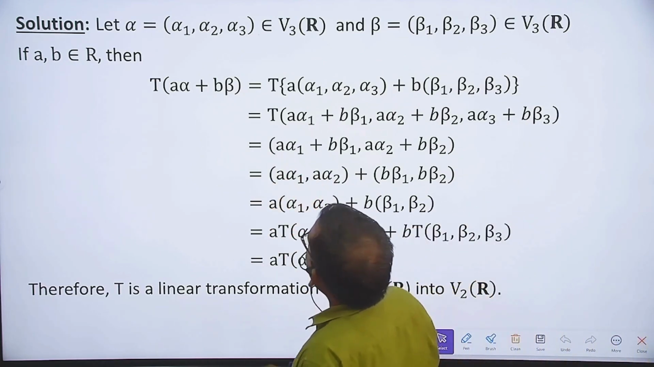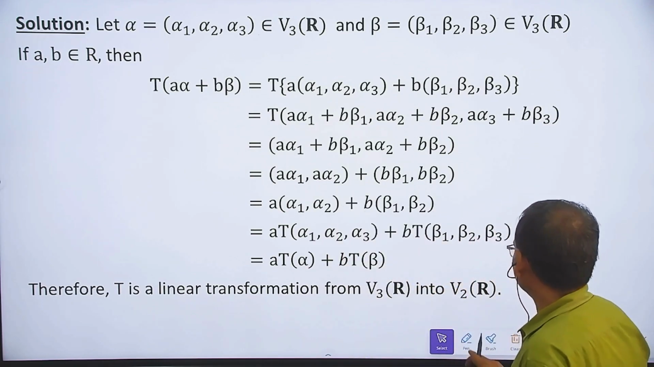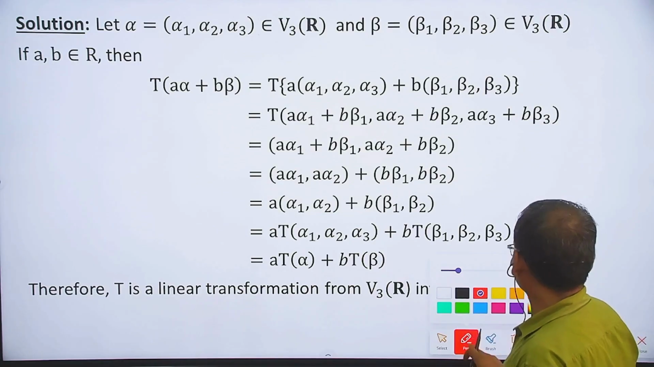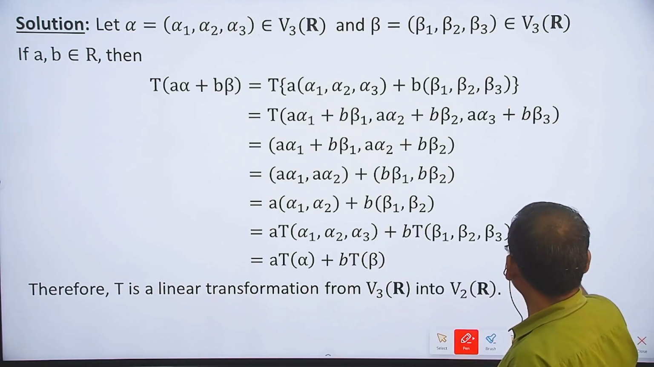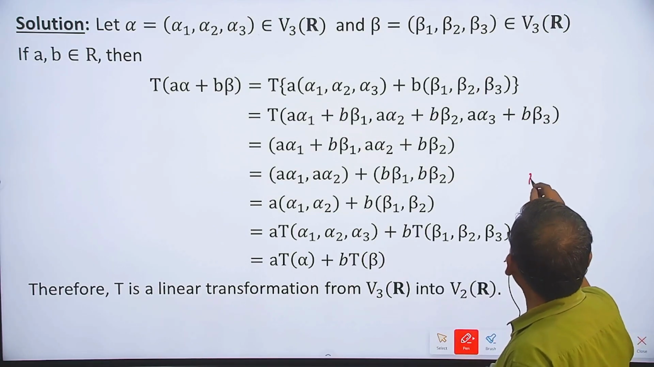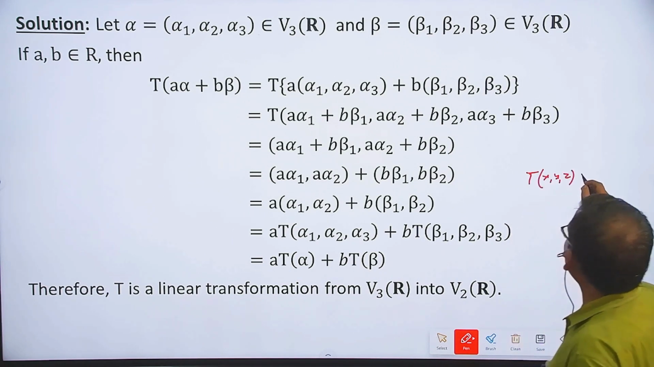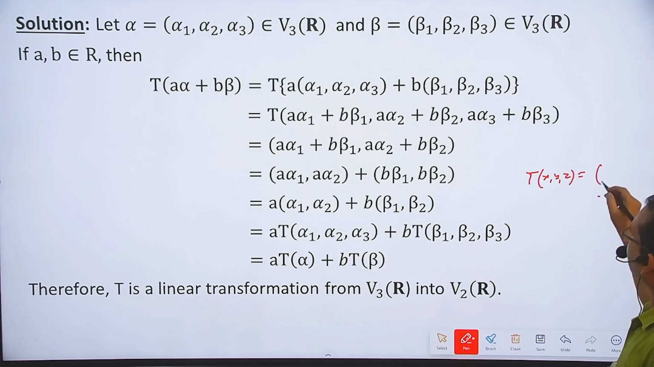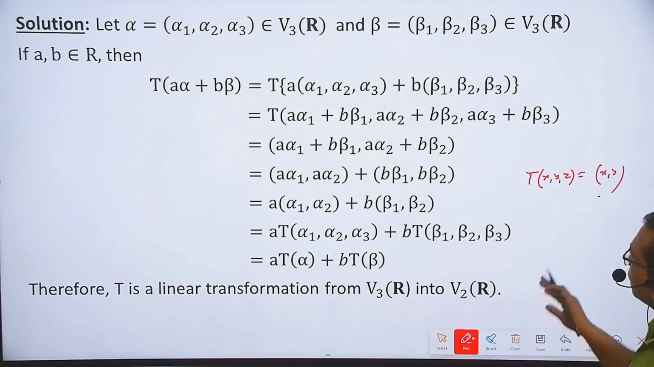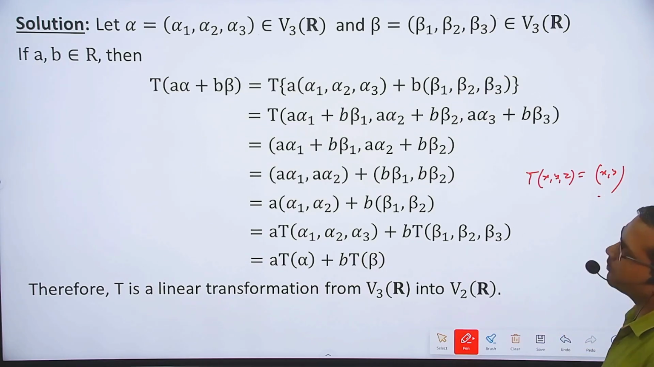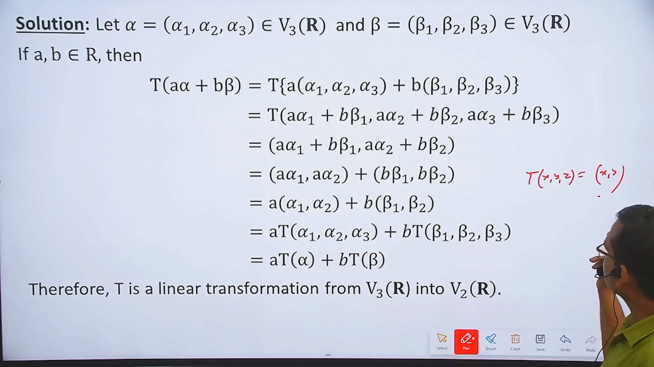Since our functions are given as T(x, y, z) = (x, y), it means the function gives the first and second components of the vector.